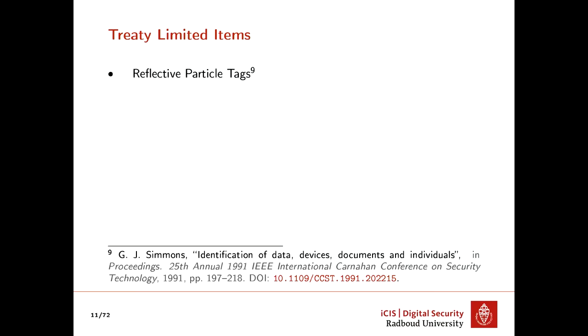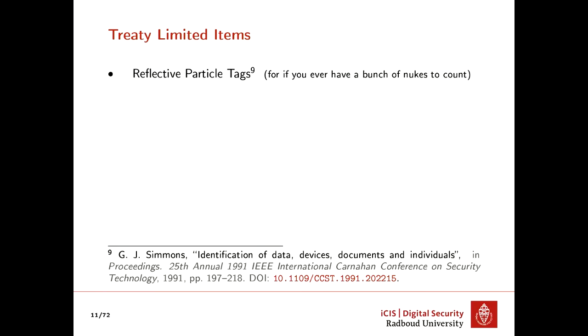Then finally, those treaty-limited items, the reflective particle tags. You basically affix such a tag to the surface of a treaty-limited item. Then you cure them with ultraviolet light so that you turn it into a glass-like substance, which makes it tamper-evident. If I try to take it off, the glass breaks. And it also preserves the particle orientation. And then you put a laser onto it, you look at the reflective pattern, and you have your identifier. So if you ever have a bunch of nukes to count, that might be interesting.